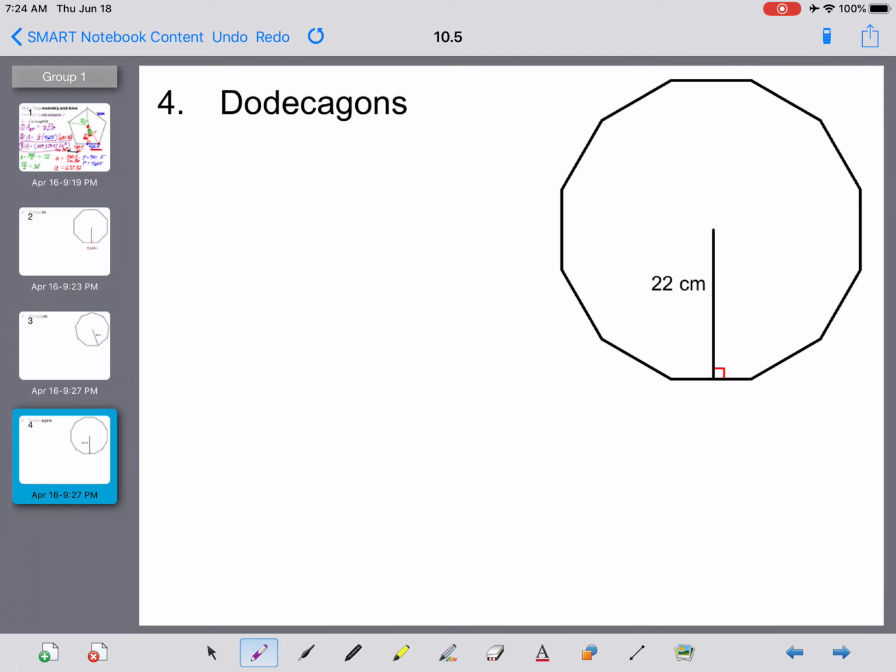Okay. So in this problem, we have a dodecagon, and if you remember the name, the do kind of sounds like dos from Spanish, which means 2, and deca means 10. So in a dodecagon, we are dealing with 12 sides. Okay, that's a 12-sided figure. And in this piece, they gave you the length of your apothem here, which was 22 centimeters. And we've got to try to figure everything else out from there.